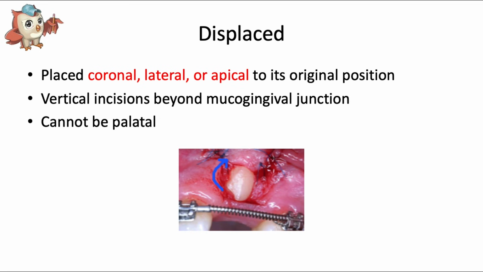A displaced flap. So a displaced flap is where the flap is repositioned or displaced coronally, laterally, or apically to its original position. These flaps involve vertical incisions that increase the mobility of the flap and allow you to move it around. Importantly, these vertical incisions should extend into the alveolar mucosa beyond the mucogingival junction in order to reflect all of the attached gingiva and to allow for the flap to actually become displaceable.